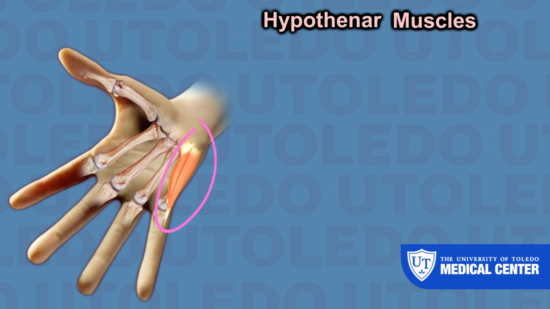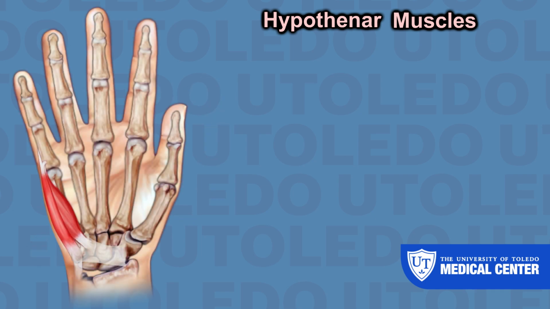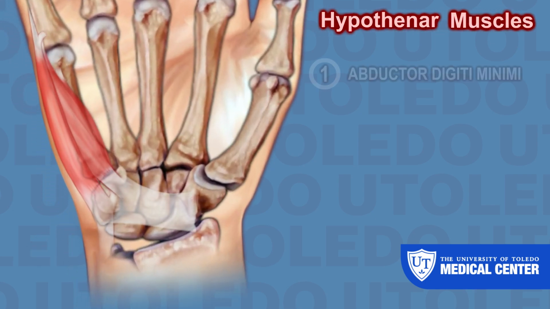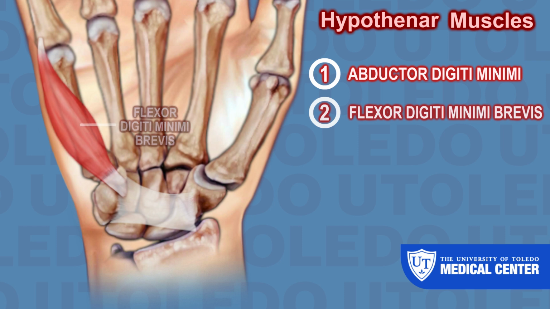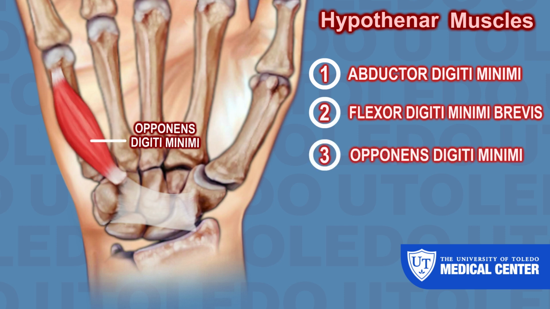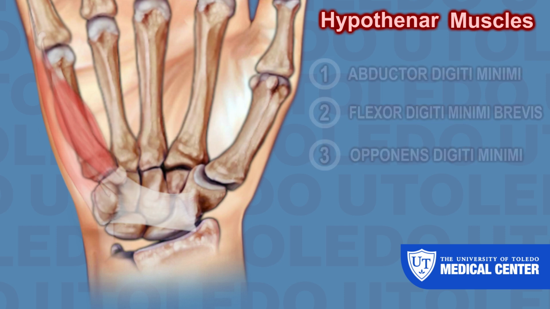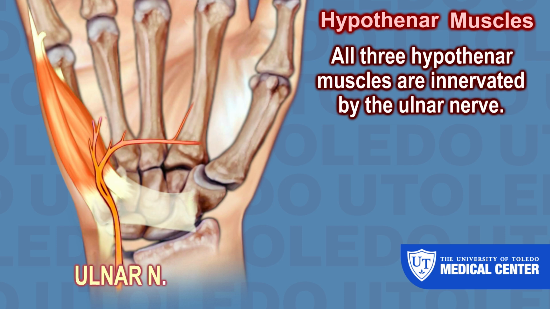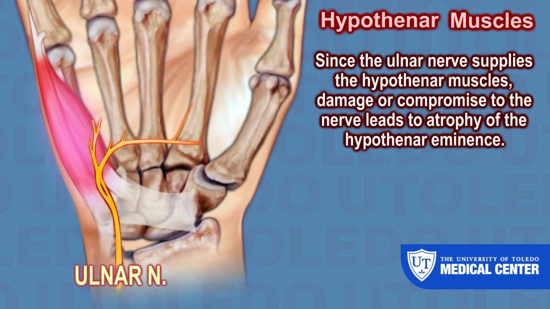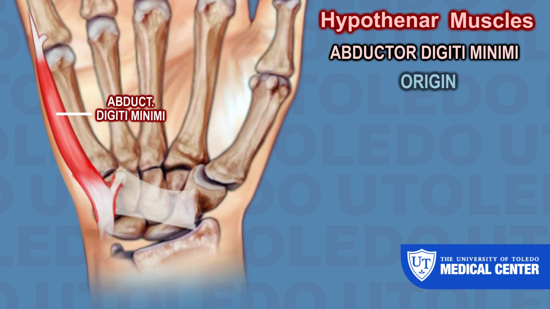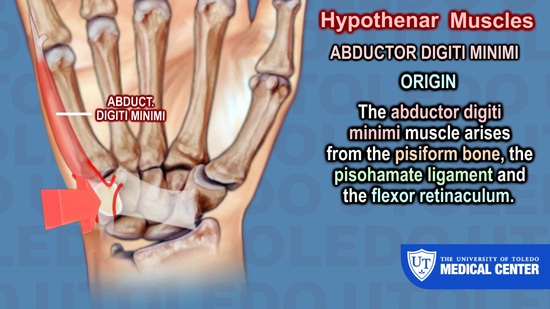Now let's talk about the hypothenar muscles. The hypothenar muscle group consists of the abductor digiti minimi, the flexor digiti minimi brevis, and the opponens digiti minimi. All 3 hypothenar muscles are innervated by the ulnar nerve. Since the ulnar nerve supplies the hypothenar muscles, damage or compromise to the nerve leads to atrophy of the hypothenar eminence. The abductor digiti minimi arises from the pisiform bone, the pisohamate ligament, and the flexor retinaculum.